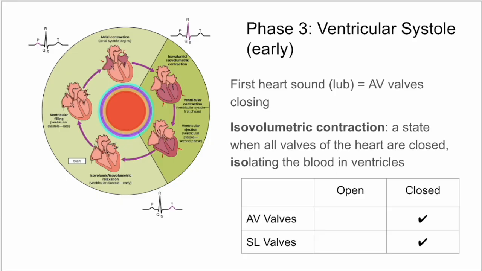When they close, that's that first heart sound, that lub, okay, of the lub dub. And this gives us a state called isovolumetric contraction. It's when all the valves of the heart are closed. And so the blood in the ventricles is isolated, right? So isovolumetric contraction.